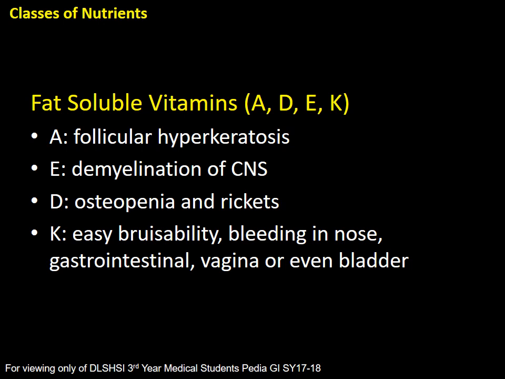The following are the common manifestations of vitamin deficiency in fat-soluble vitamins. In vitamin A, the patient may have follicular hyperkeratosis; vitamin E, demyelinization of your CNS; vitamin D, osteopenia or rickets; and vitamin K deficiency may manifest as easy bruisability, bleeding, either in the nose, gastrointestinal, vagina, or even bladder.